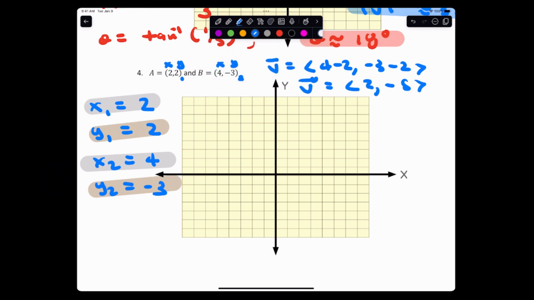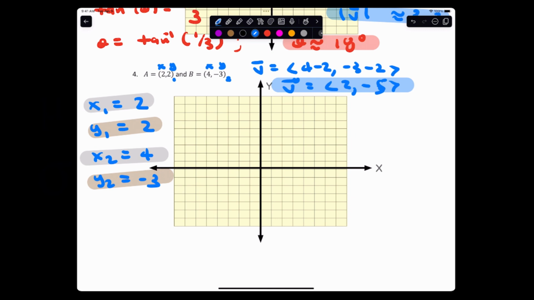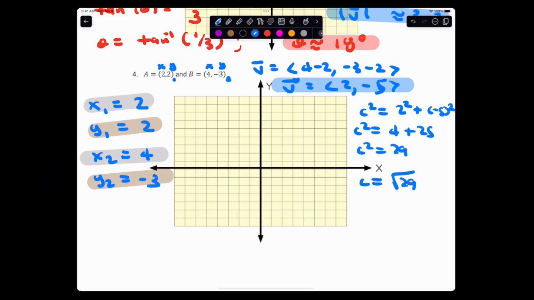So double check that we're fine here. 2, -5. Okay, there's your vector V now. So let's find the magnitude of that. That should be 2 squared plus -5 squared. 4 plus 25 would be 29. So C is the square root of what? 29. The length of V, square root of 29, ladies and gentlemen.